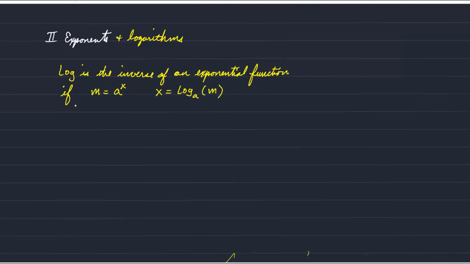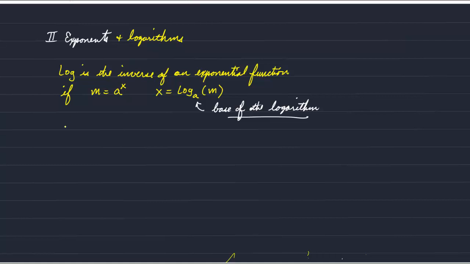Okay, and I've written the subscript a to represent the base of the logarithm. Okay, this tells us that m is equal to a raised to the x power, and this tells us that x is the log of m, with a being the base of the log.